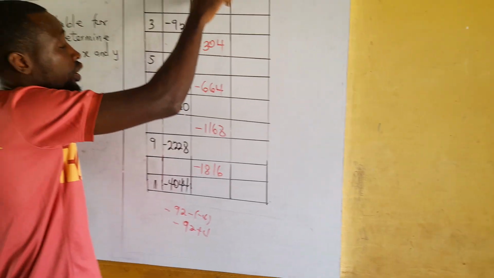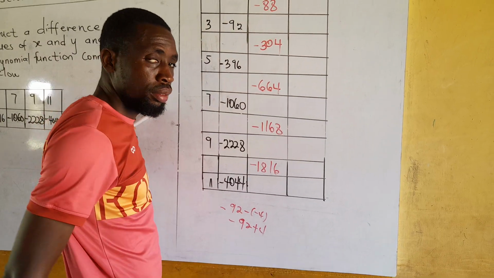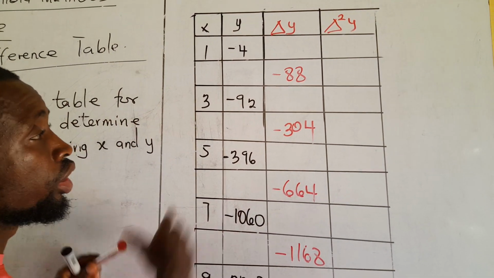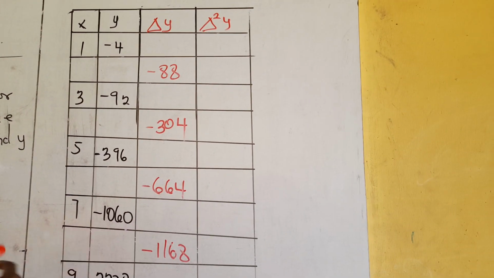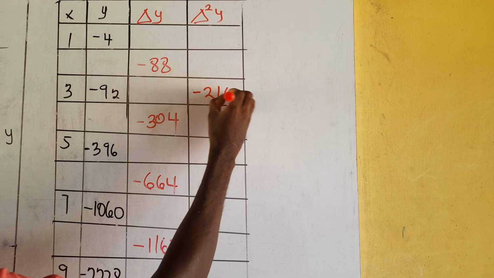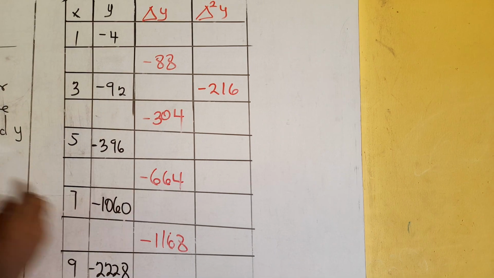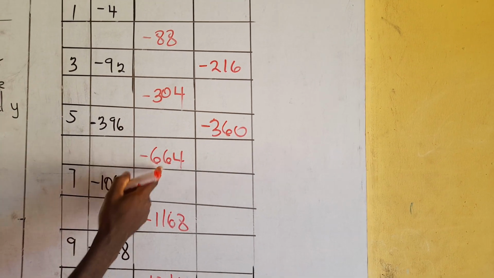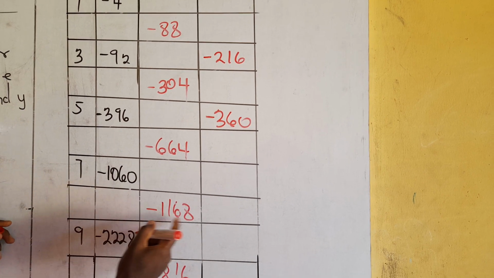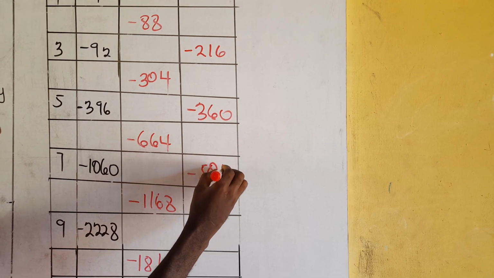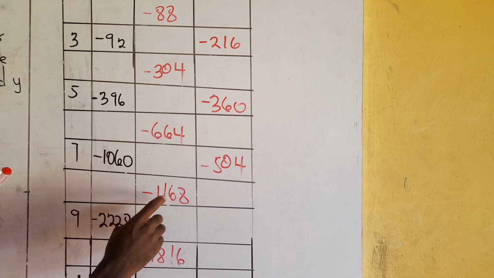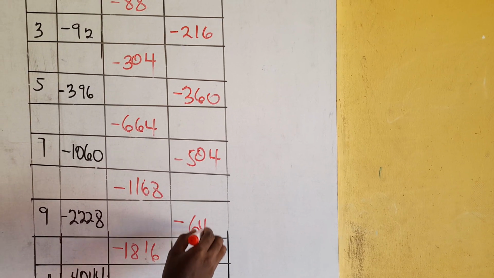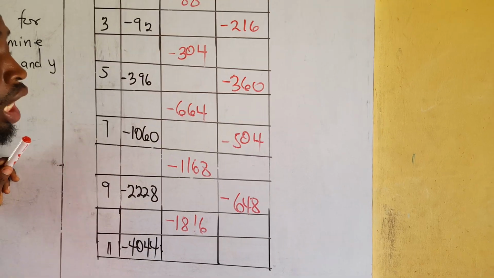So since the first differences are not constant, or they are not the same, we go further to find the second difference, known as del square y. That means we subtract negative 88 from negative 304. If you do that very well, you get negative 216. Again, we subtract negative 304 from negative 664, and we get negative 360. The same way we subtract negative 664 from negative 1168, and we get negative 504. Again, we subtract negative 1168 from negative 1816, and we get negative 648. So we can see that the second differences are also not the same.